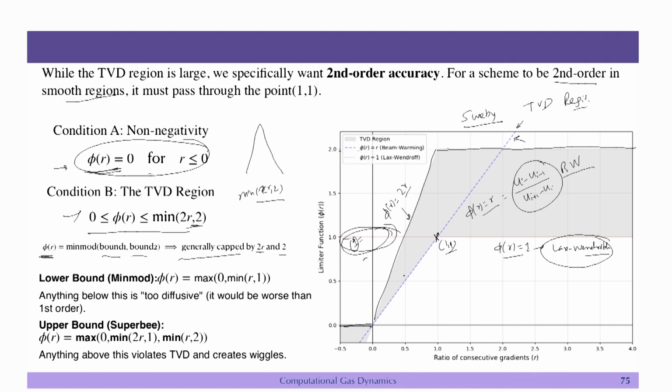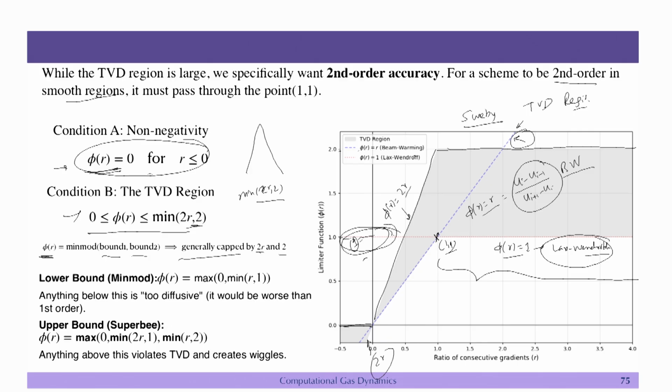So, we will have the boundary which is coming from the beam warming, which is passing through 1, 1, and then we have another boundary which is coming from the maximum slope, that can basically be 2r, and then we will have the maximum value which is 2, and we want to have the second order in as many places as we can. So, this is the Lax-Wendroff that we have here.